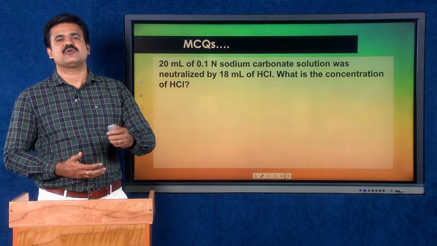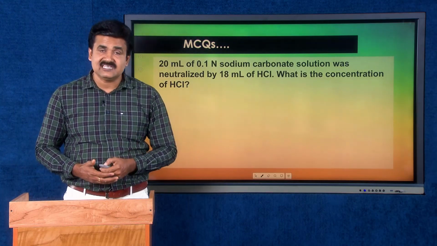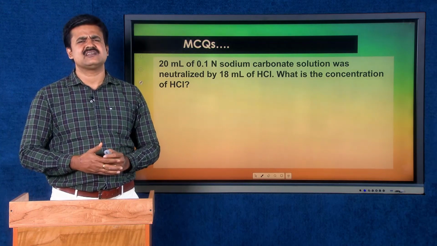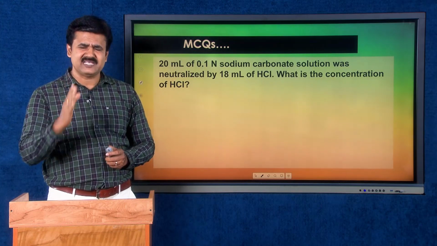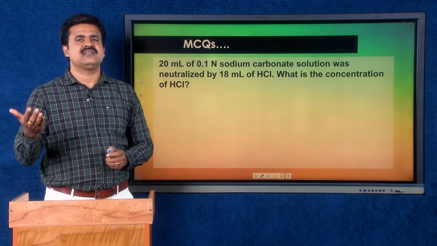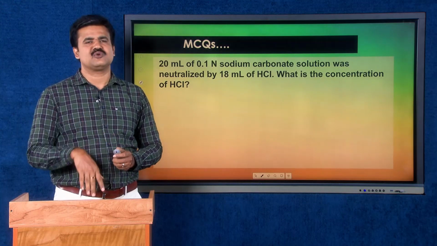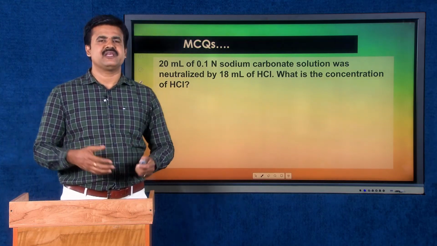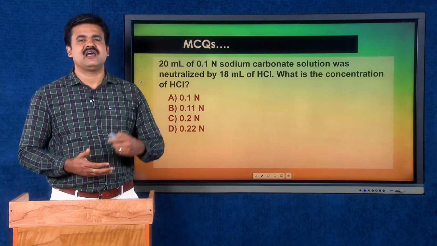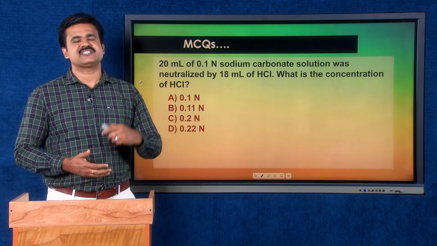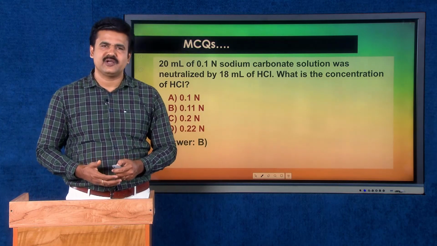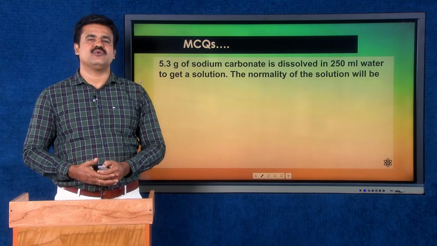20 ml of 0.1 normal sodium carbonate solution was neutralized by 18 ml of HCl. What is the concentration of HCl? Here also in this procedure, N1V1 equal to N2V2 is the base equation. By knowing the concentrations, you can find out the volume, and by knowing the volumes, you can find out the unknown concentration from this equation. These are the options: 0.1 normal, 0.11 normal, 0.2 normal, and 0.22 normal. By adopting the equation N1V1 equal to N2V2, you can arrive at the final answer as option B, that is 0.11 normal.